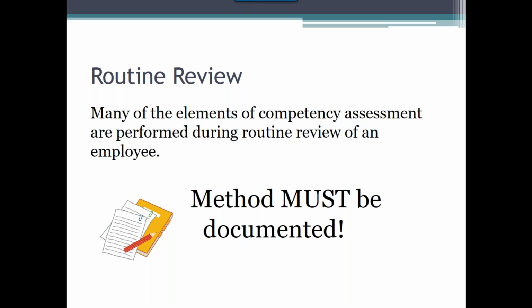So if you know you review QC daily, then include that as part of your competency plan. Then when you do your review and you see that each staff member adequately completed their QC documentation, you can file this away to use as the documentation of competency for this particular element.